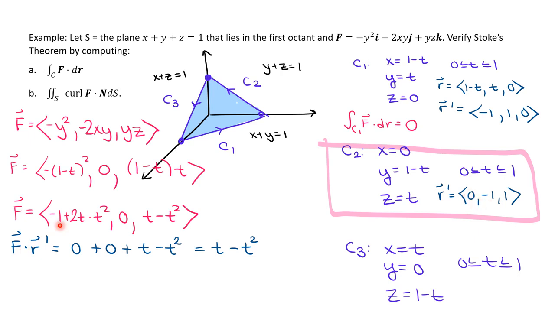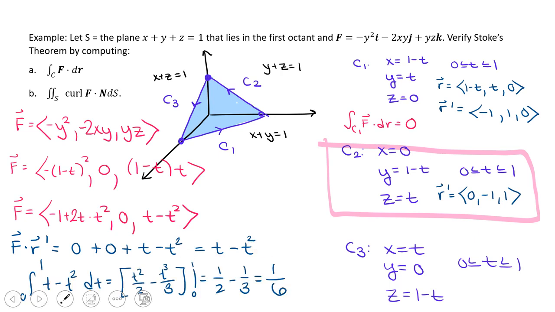So 0 times the first component is 0. Negative 1 times 0 is 0. Okay, so we're just left with 1 times t minus t squared. That's just t minus t squared. So the quantity I'm going to integrate is t minus t squared, and I'll integrate that from 0 to 1.